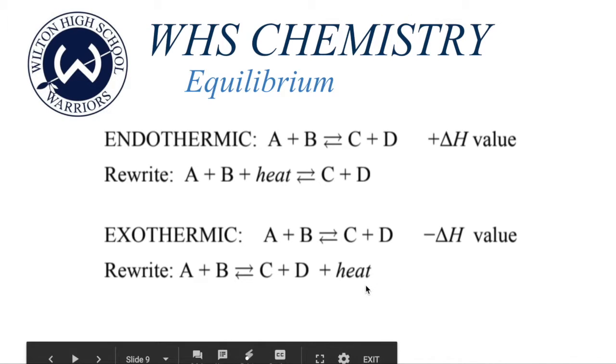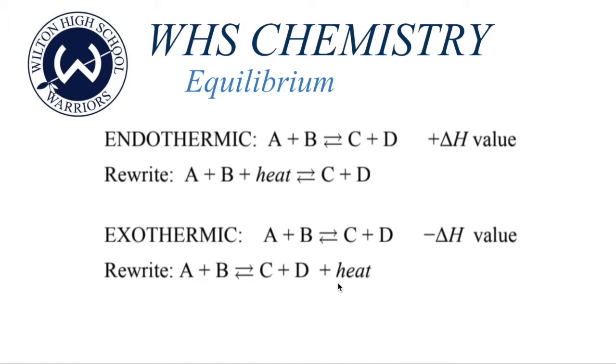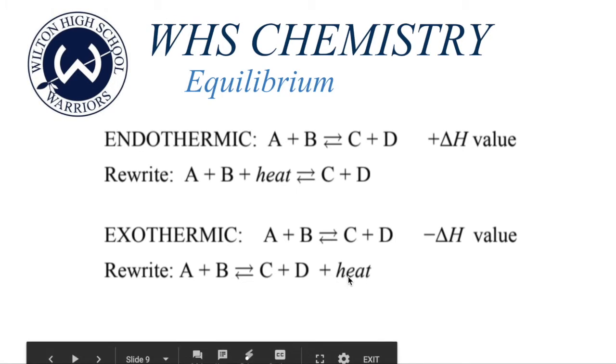For exothermic reactions, if you have a negative delta H, it's on the products. So let's say we're also increasing the temperature. You're increasing the products, so then it has to shift to the reactants.